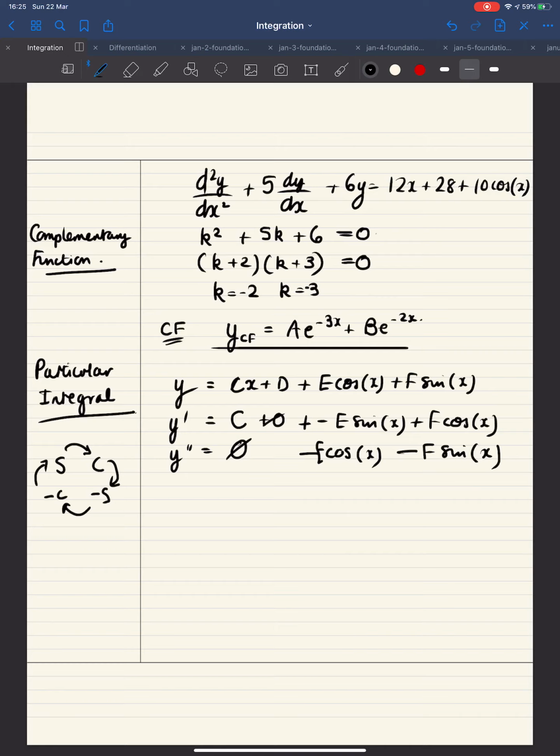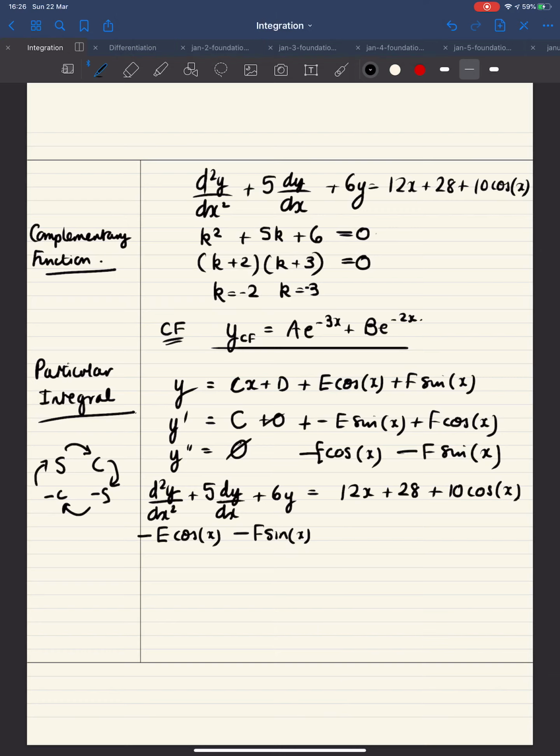Substitute it all in. I'll just rewrite it again here. d2y by dx squared plus 5 dy by dx plus 6y has got to be 12x plus 28 plus 10 cos x. So we've got minus e cos x minus f sine x. That one, that's the d2y by dx squared there. And then we've got to do plus 5 dy by dx.